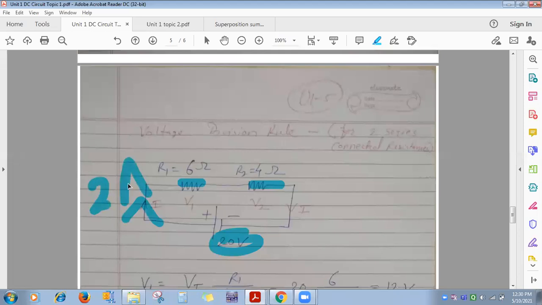Got it? This one is simple. Whatever circuits I have taken right now to explain the concept are simple. First of all, with the help of simple circuits, we explain the concept, and then you can go for complicated circuits. Okay, clear?